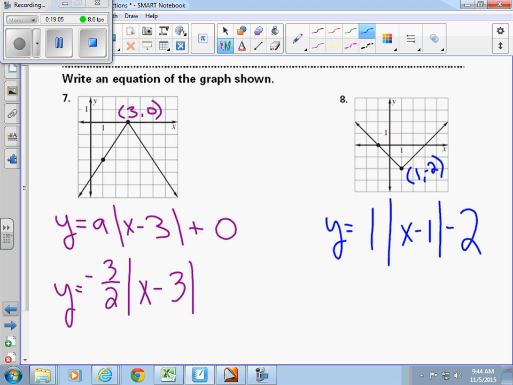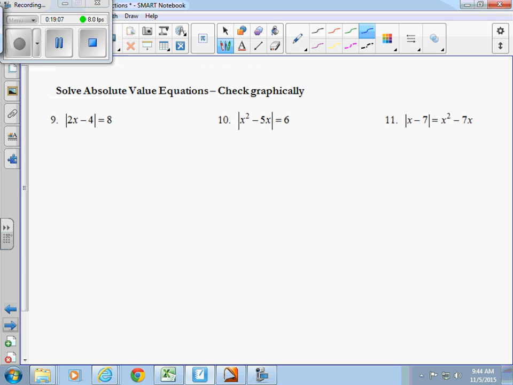The last thing we have for today is solving absolute value equations. This is a little tougher than the last 2 slides. Maybe. Does anyone remember solving absolute value equations before?